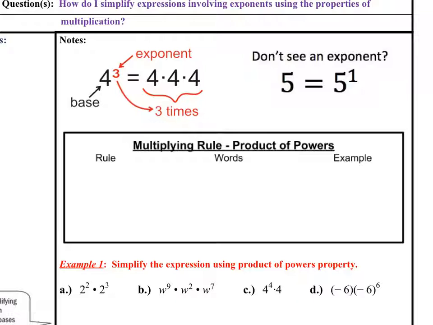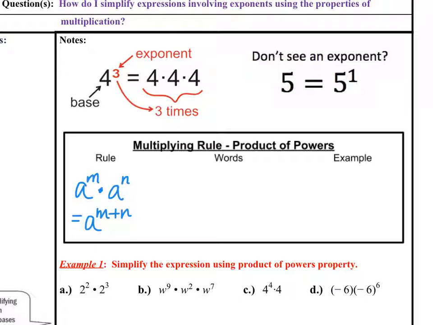So let's talk about the multiplying rule. Here's the rule. I'm going to write it out with some weird letters first, and then we'll do an example. Say we have A is the base, M is the power, times A to the N. So A to the M times A to the N is equal to, what do I do with my powers? If I have the same base and we're multiplying, add them up. So it'd be A, and then you add these up to total them.